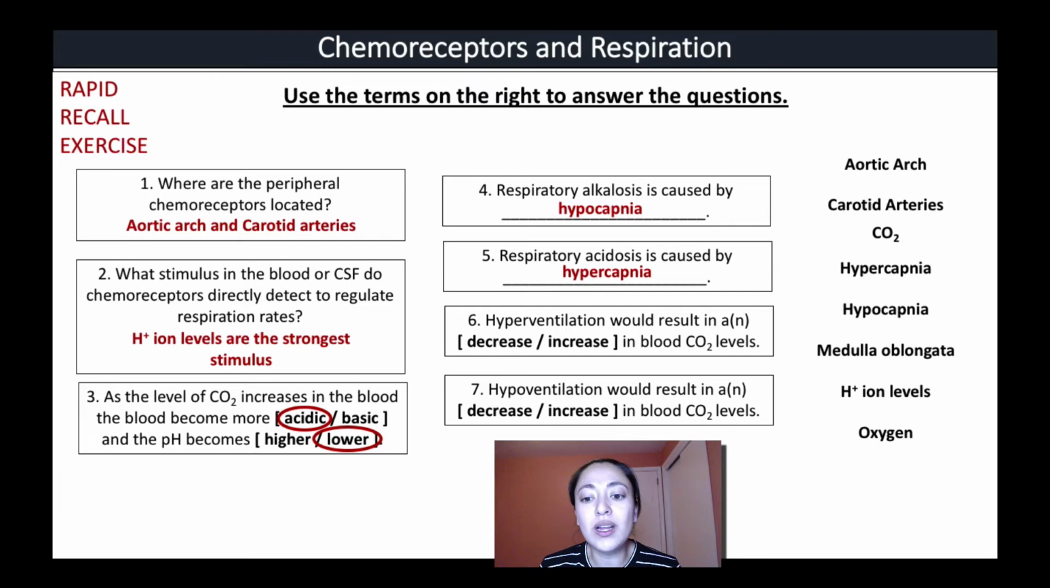Hyperventilation would result in a decrease or an increase in blood carbon dioxide levels? Well, if you're hyperventilating, your breathing rate's really quick. And so what that means is you're breathing out carbon dioxide faster than your body can make it. So if I'm breathing it out really fast, that would cause my blood carbon dioxide levels to decrease.